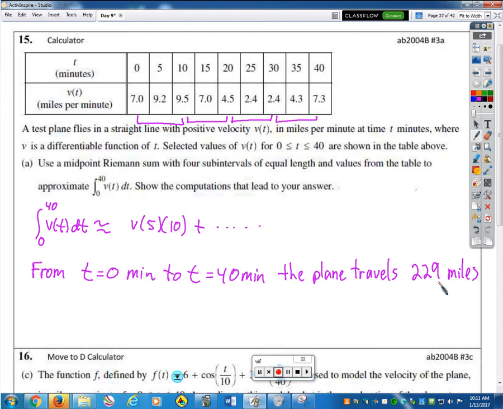Having graded a lot of student tests, that's the biggest problem, is people will say, from t equals 0 to 40, the plane travels 229 miles. No points. They forgot the units. Or they'll say this one.